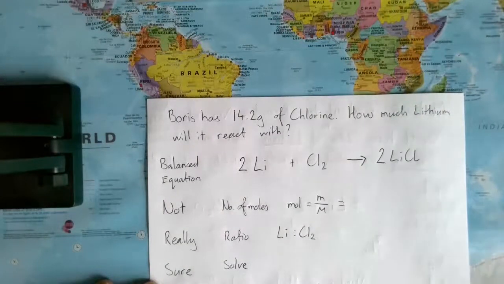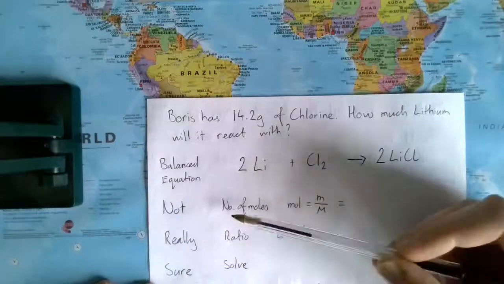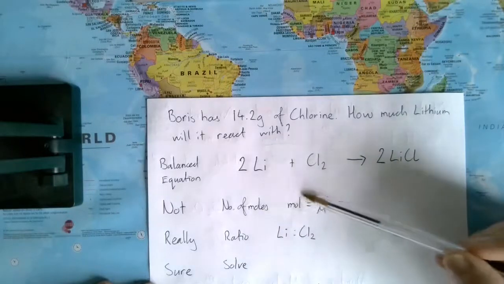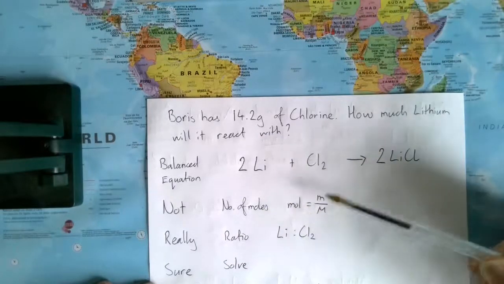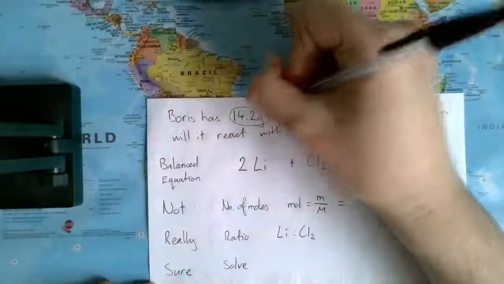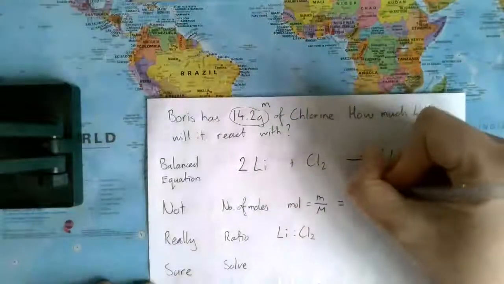So, always "not really sure". Number of moles, ratio, solve it. You find the number of moles using the equations for moles. Sample mass over molar mass. Go to your question. Notice what everything is. The only number we're given is the sample mass.